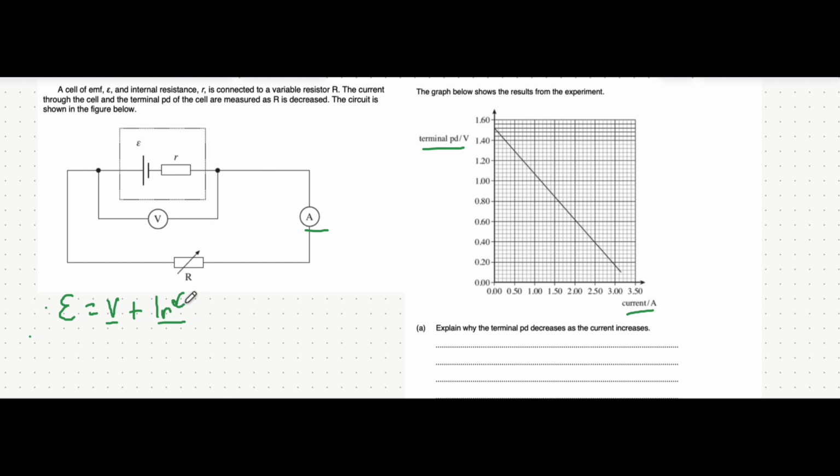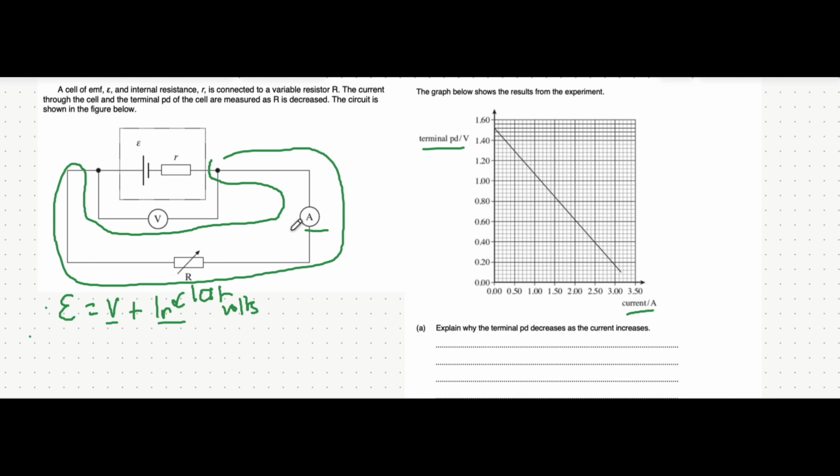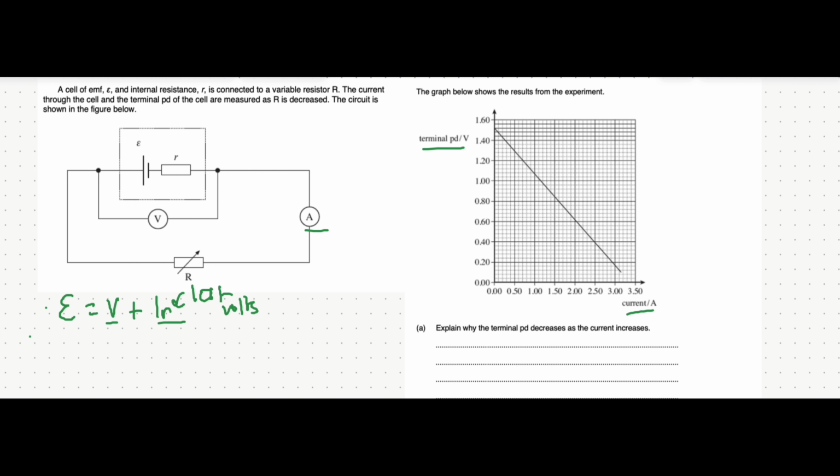There's lost volts because current has to flow through the internal resistance in order to reach the rest of the circuit. And then the terminal voltage is the voltage that flows through all the components except the internal resistance. So if there were multiple components in the whole circuit, it'd be the total voltage that flows through pretty much everything here. Here it's just the voltage across the variable resistor because that's the only component. Now that we've got that cleared up, from this experiment we can see that as current increases, terminal voltage decreases. And it's asking us to explain why this is the case.